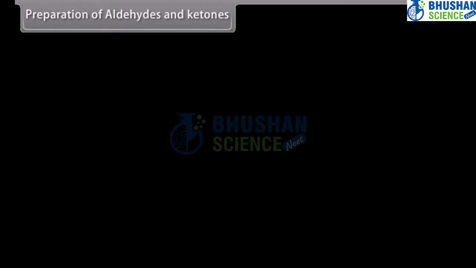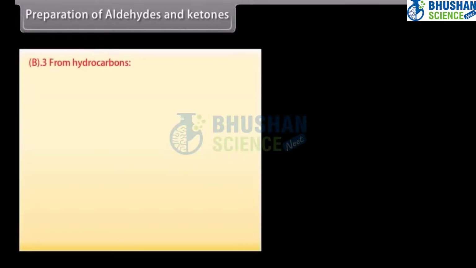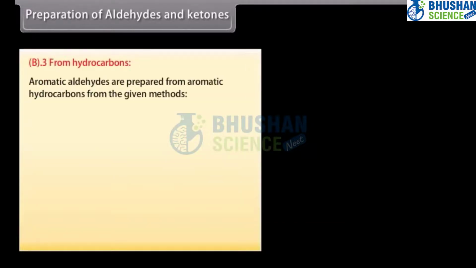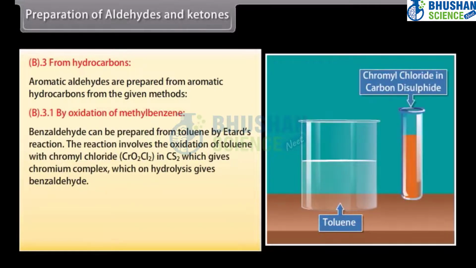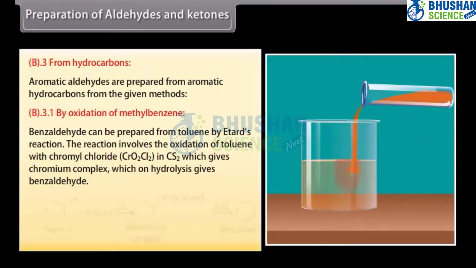Preparation of aldehydes and ketones from hydrocarbons. Aromatic aldehydes are prepared from aromatic hydrocarbons by the given method: oxidation of methylbenzene. Benzaldehyde can be prepared from toluene by the Etard reaction.